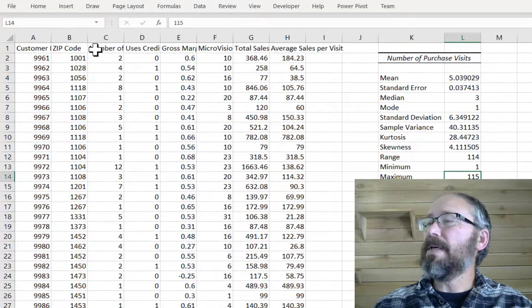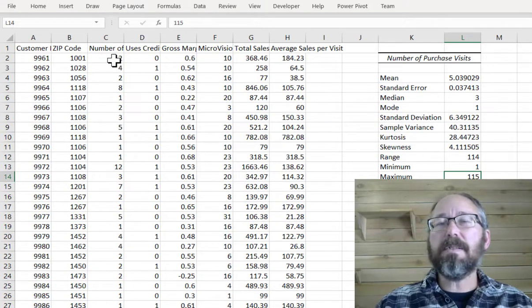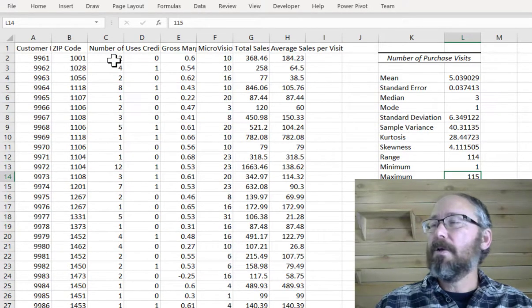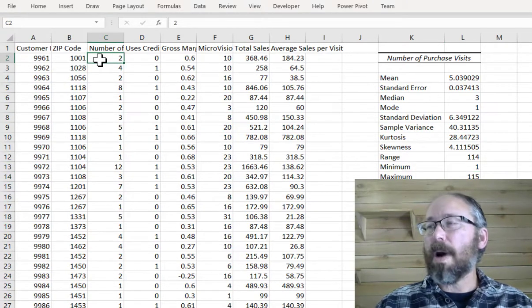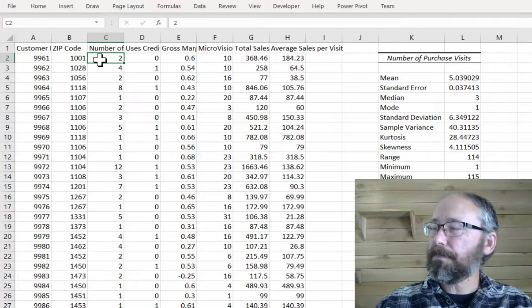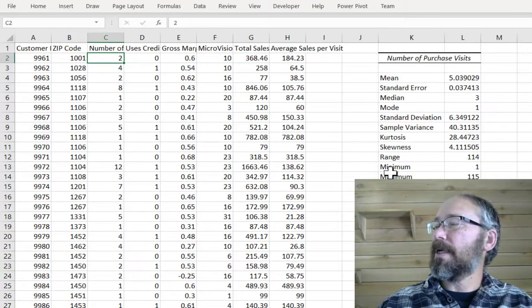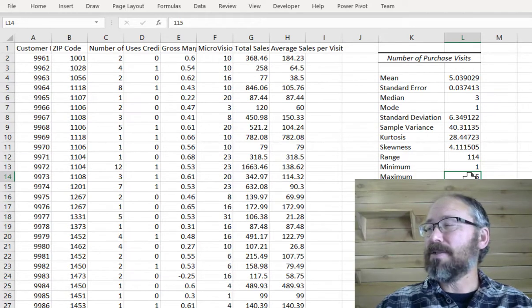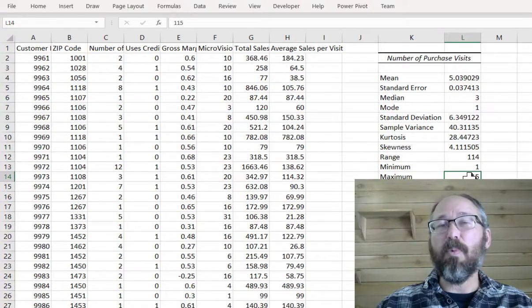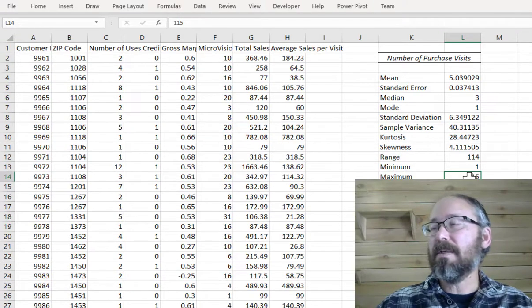One of the things that we're missing from this data is any sense of time. So this particular customer in row 2 visited twice, but was that twice in a week? Well, because there's a customer that visited 115 times, I'm inclined to think that's not a week. In fact, 115 would be once a day for nearly 4 months.